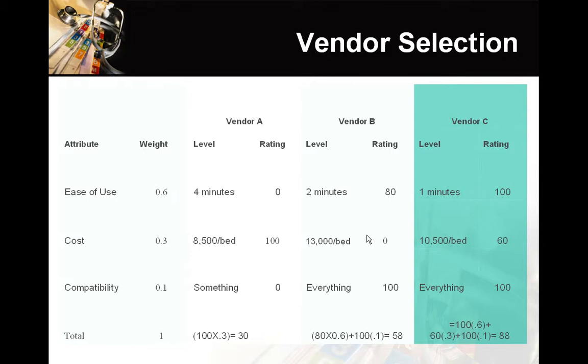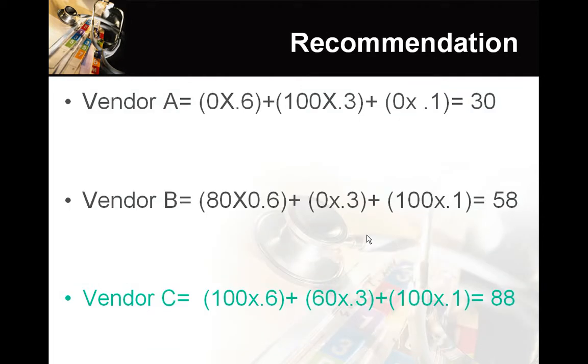Using these calculations, each vendor was assigned a point value. The overall score is calculated by multiplying the weights times the rating. For instance, vendor C received 88 points because the weight for ease of use, 0.6, is multiplied by 100. The weight for cost is multiplied by 60, and the weight for compatibility is multiplied by 100. Because vendor C has the highest point value, it should be chosen.